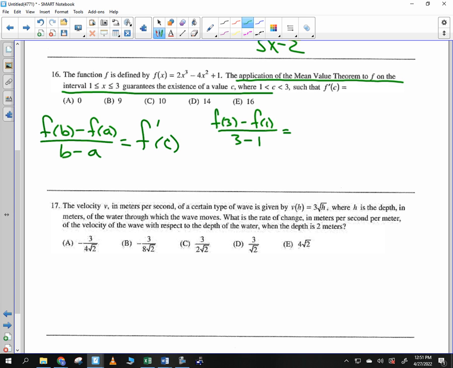That's it. So I plug in 3, and I get 3 cubed is 27 times 2 is 54. Minus, I plugged in 3, so 3 cubed is 27. Then 3 squared is 9 times 4 is 36, plus 1. So 54 minus 36 is 18, plus 1 is 19. Minus, now I'm going to plug in 1. If I plug in 1, I get 2 minus 4 is negative 2, plus 1 is negative 1. And we divide that by 2. So I get 20 over 2, which is 10.